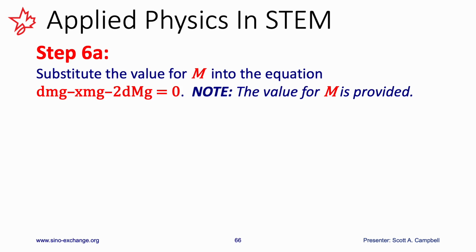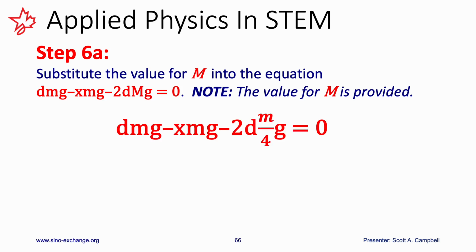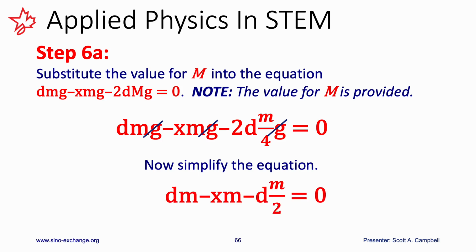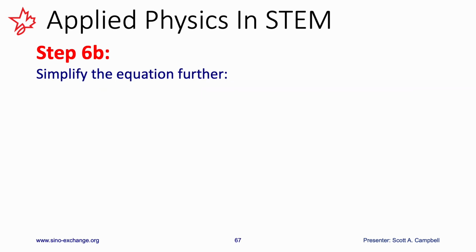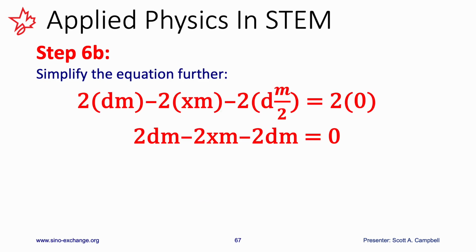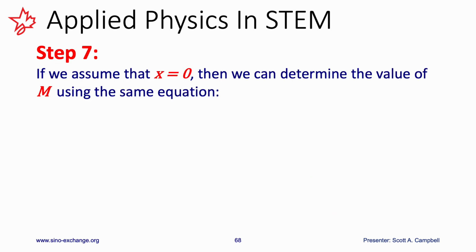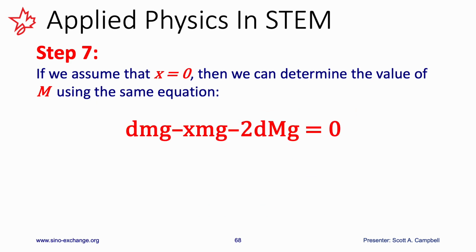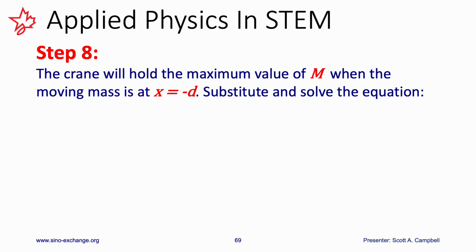Then we can substitute the value that was given for m in the original problem. Since the force of gravity is common to all variables, we can divide all the variables by g to cancel it out, which will leave us with the following simplified equation. We'll then need to simplify the equation even further, and this will give us a final value for x. Next, if we assume that x is equal to 0, we can simplify and find the value for m. And finally, we substitute all our values.